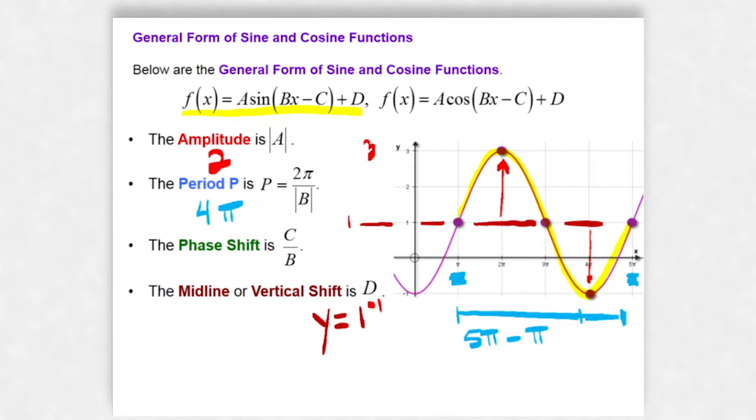Beautiful. And lastly, we have our phase shift, which is our horizontal translation. For the phase shift, we're looking at the origin, and we've been shifting to the right. How many units? Pi units. Very, very good.